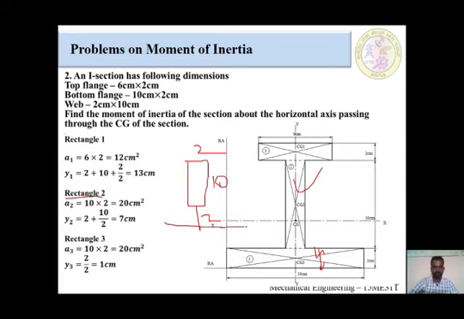We have to take horizontal as a reference and go vertical for calculating y values. First we have to find out the area. 2 into 10 is equal to 10 into 2 is equal to 20 centimeter square. This completes the calculation of A2. After that y2, how to find out? Which reference do we have to take? Horizontal as a reference, go vertical.